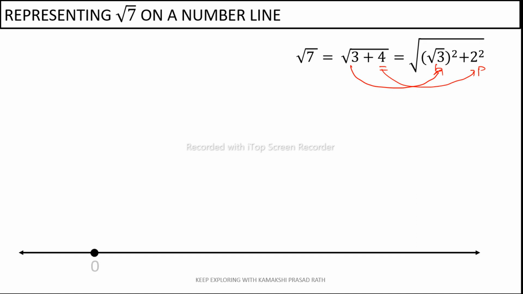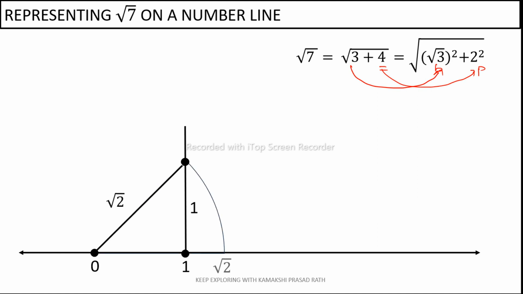So first we'll draw root 3. Already we have seen previously how to draw root 3. So to draw root 3, first we need root 2. So root 2 upon 1. Root 2 upon 1 will give us root 3. Now after getting root 3, we need 2 units as perpendicular.